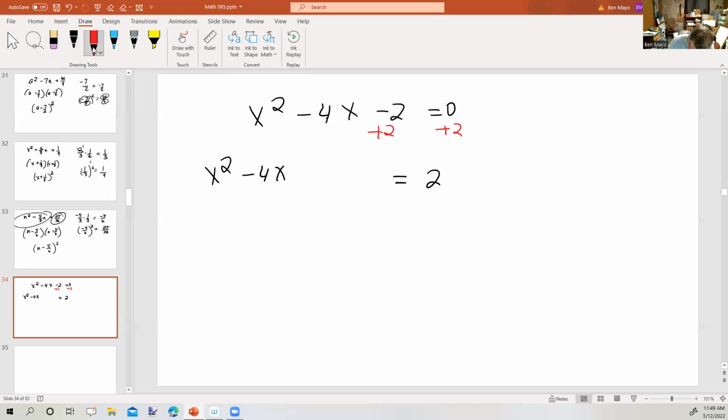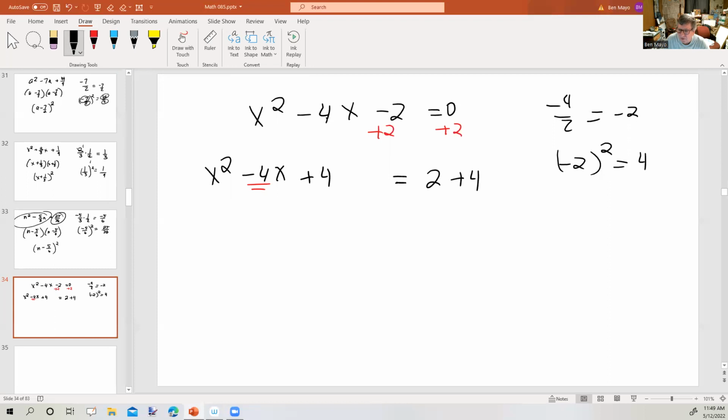So now I'm going to take the coefficient of x, which is a negative 4, cut it in half, which gives me negative 2, square the result, which gives me a positive 4, and add it to the left to create a perfect square trinomial. But because this is an equation, since I'm adding 4 to the left side of the equation, I must also add 4 to the right side of the equation. So now I've got x squared minus 4x plus 4 equals 6. So far, so good?